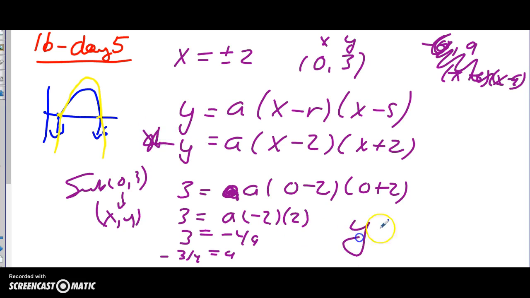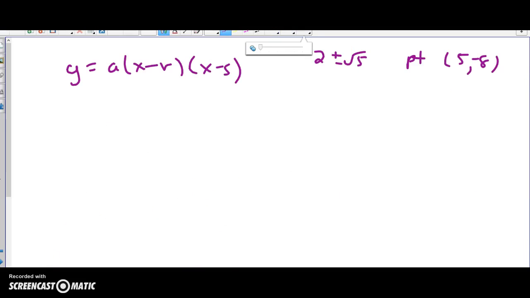I go back and I sub in for a, just so I have my equation. So y is equal to this, or f of x is equal to this, and this is negative 3/4 (x minus 2)(x plus 2). So that's my equation. So straightforward: sub in the zeros here, sub in the other point you know here, and solve for it.